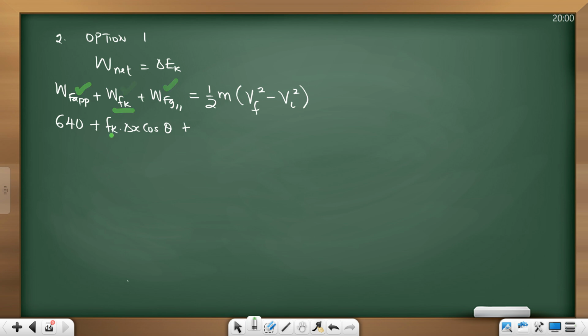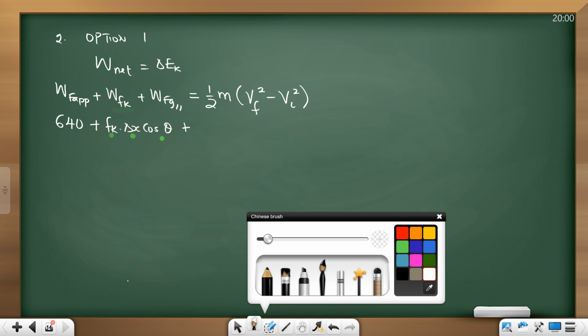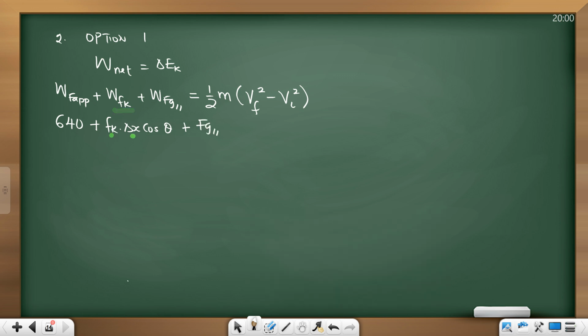Work done by friction, delta x cos theta. What about work done by FG parallel? Okay, I want us to quickly do this so that I carry everybody along before we start doing shortcuts. Half m vf squared minus vi squared. Okay, can I bring this one down? What is the frictional force? 11.